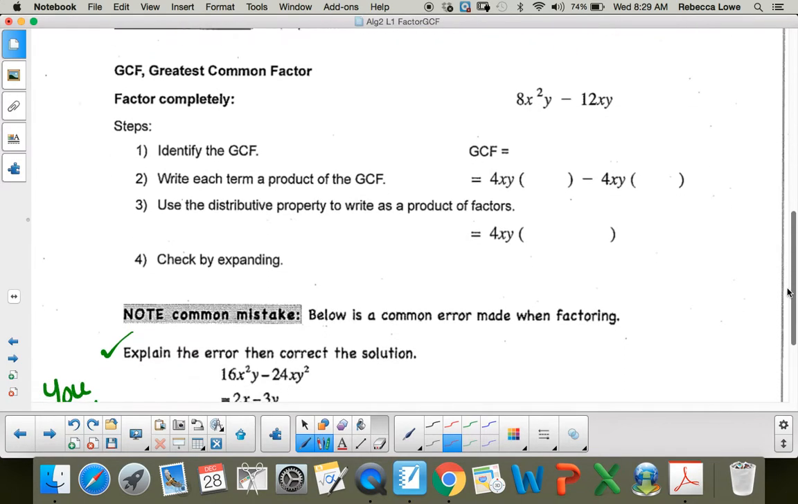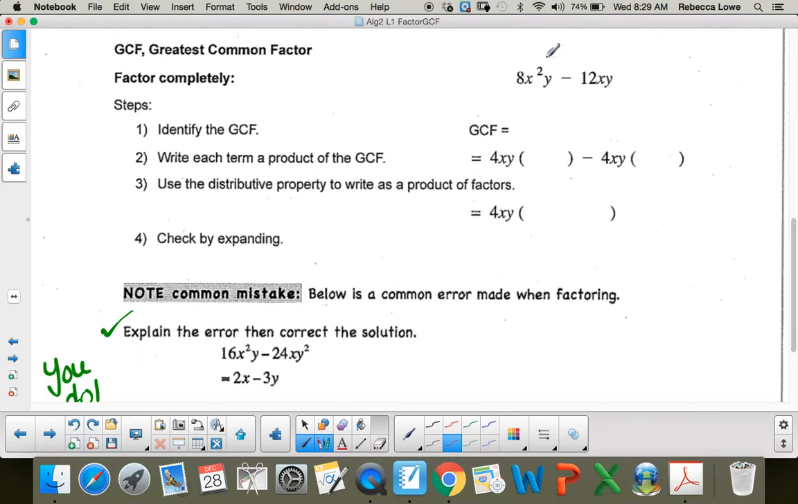So I have the expression 8x squared y minus 12xy. And I'm looking for the largest term and number that divides into both of those terms. Well, 4 divides into 8 and 12. So that'll go into them. These terms share an x, so x would divide into both of them, and these terms share a y. So the greatest common factor of these two terms, which divides into both of them evenly, is 4xy.